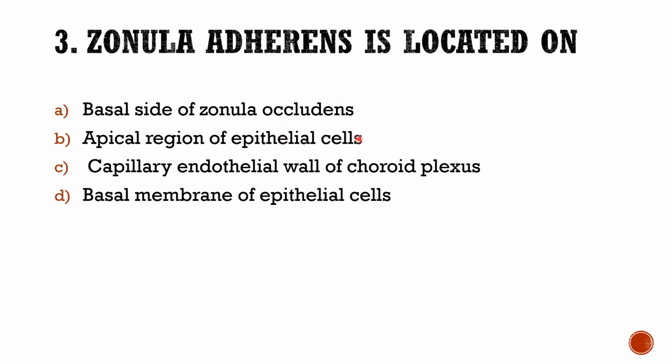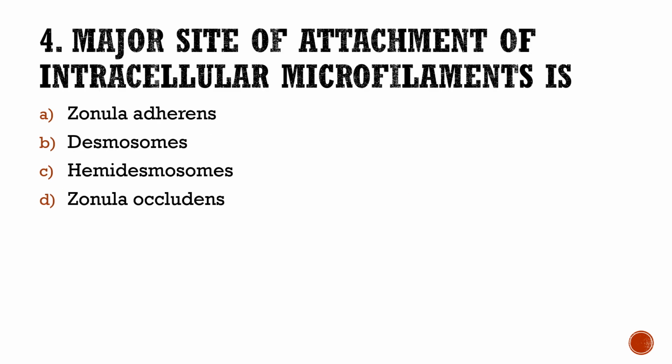Apical region of epithelial cells have the tight junction. Zonula occludens is present in the apical region of epithelial cells, and the capillary endothelial wall, again it has gap junctions. Basal membrane of epithelial cells, they have mainly the gap junctions. They are not containing zonula adherens. So you should know the location. Many MCQs come from this intercellular junction chapter.